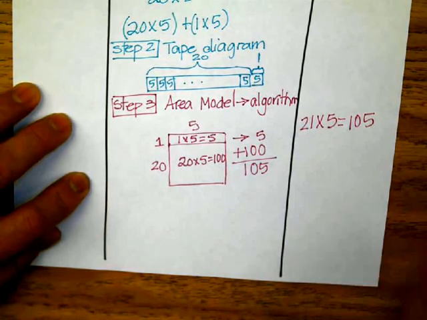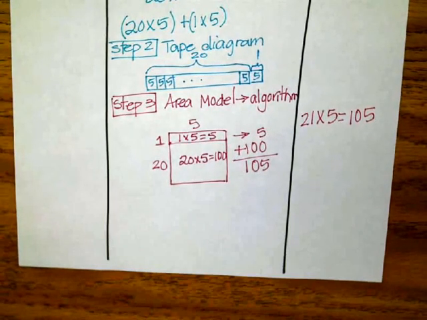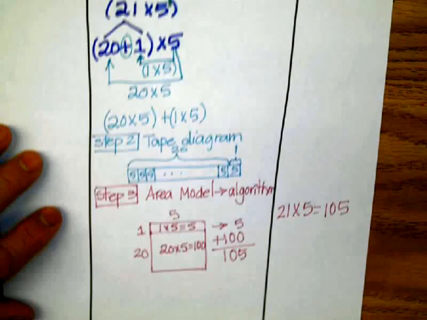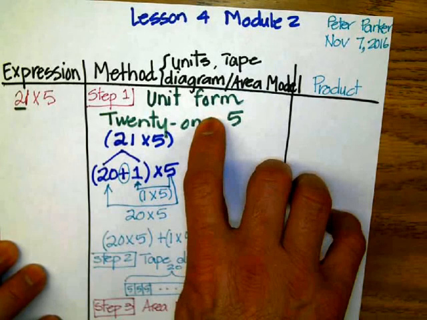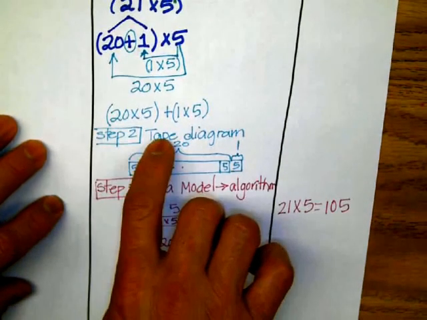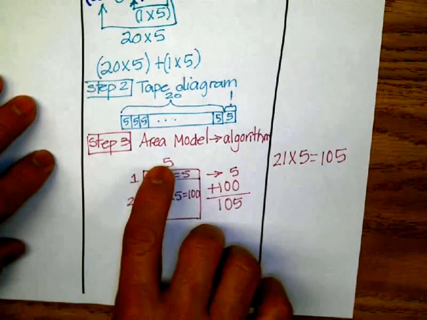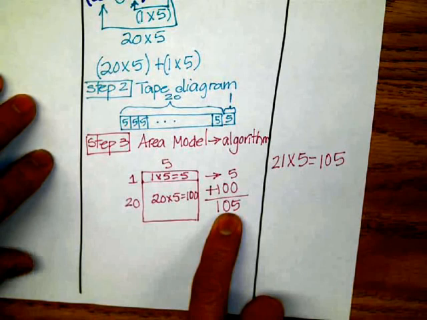Okay, boys and girls, my friends, those of you who are watching these videos, make sure you know that we multiplied a number by converting it, finding the unit form, then using the tape diagram, and then we multiply using the area model along with the algorithm, which we did not do.